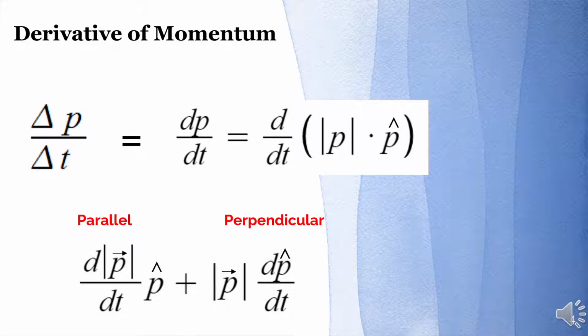Just as we decomposed the change in momentum over time, we can estimate the derivative of momentum. This approximation can become pretty accurate assuming delta T is relatively small. Following these steps on the slide, we can break down the derivative of momentum into similar parallel and perpendicular components.